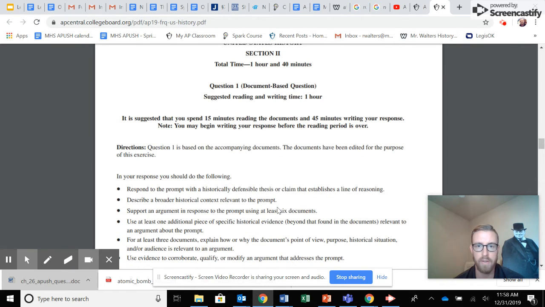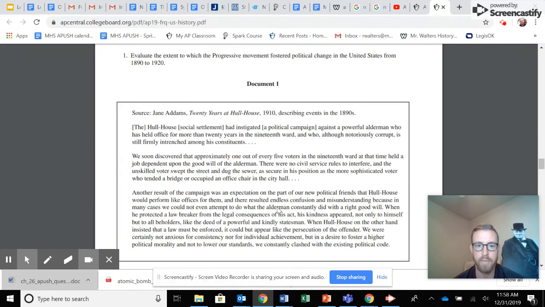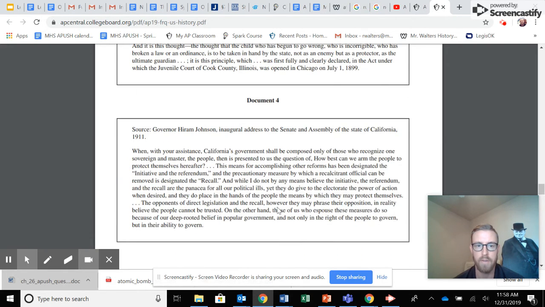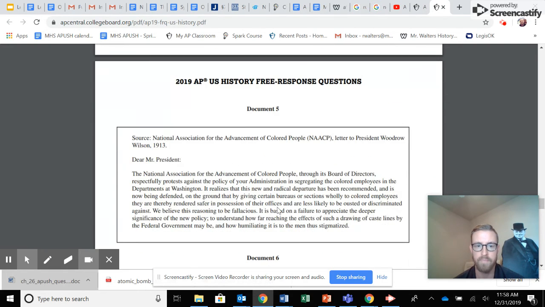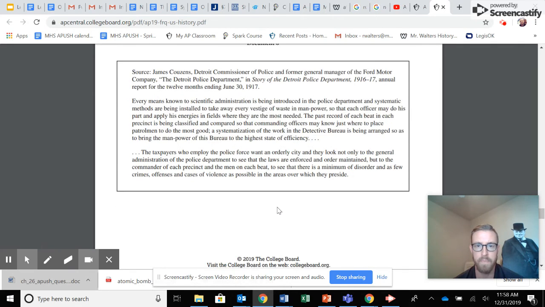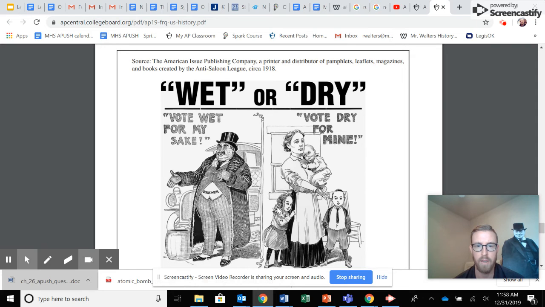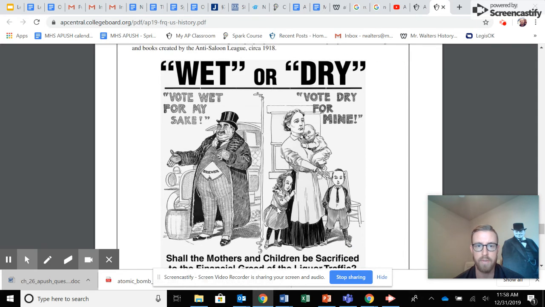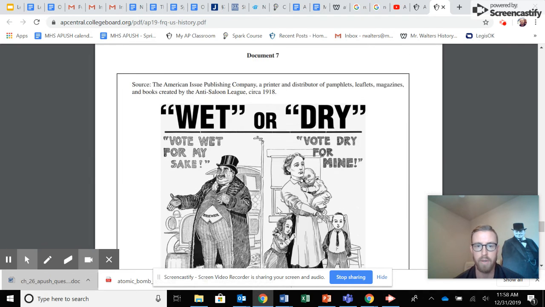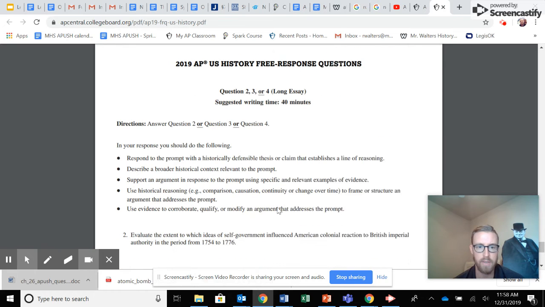Here is your document-based question. You have instructions, and then here are the documents. So you have this written one, another written source, it looks like that's from the governor, a letter to the president from the NAACP, and then you have this political cartoon about prohibition. So that's what the document-based question looked like.